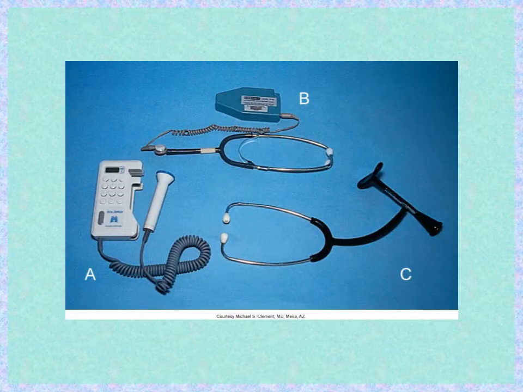This slide shows other methods of intermittent fetal monitoring. A is the ultrasound fetoscope. B is the ultrasound stethoscope. This one's also called Doppler. A is also called Doppler. B is also called the ultrasound stethoscope. And C is the DeLee-Hillis stethoscope.